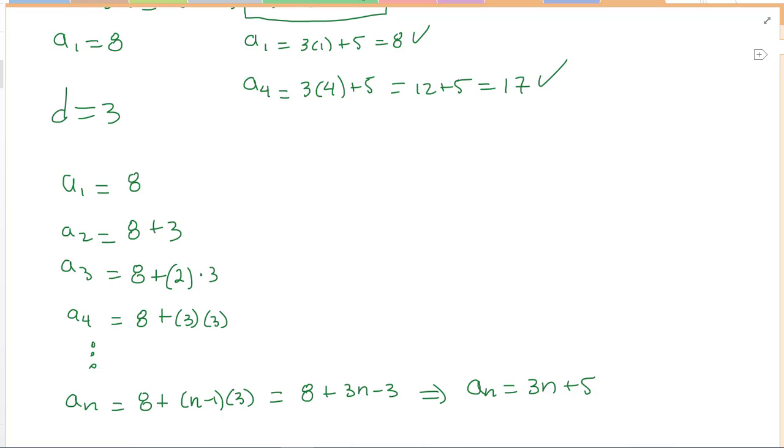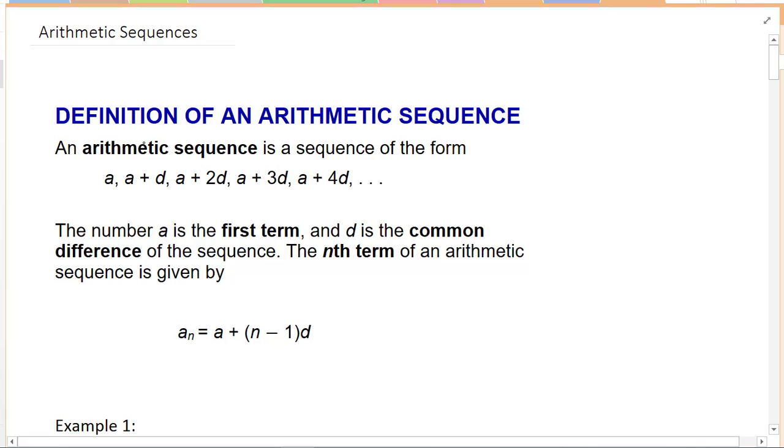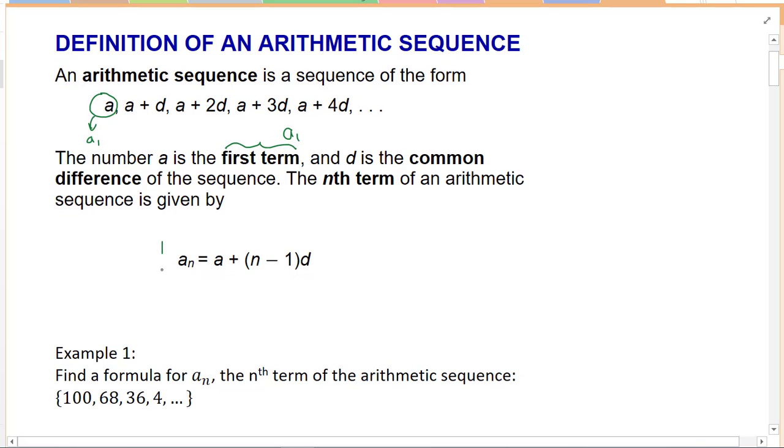So in general, the definition of our arithmetic sequence is that when you have the first term, so this A is your A sub 1, and then you just add the common difference forever. So you go A plus D, A plus 2D, 3D, and so on. So A is the first term, we call it A sub 1, and D is the common difference. And so we get this formula: A sub n is equal to A plus n minus 1 D. So this will be something good to remember as long as you have an arithmetic sequence.